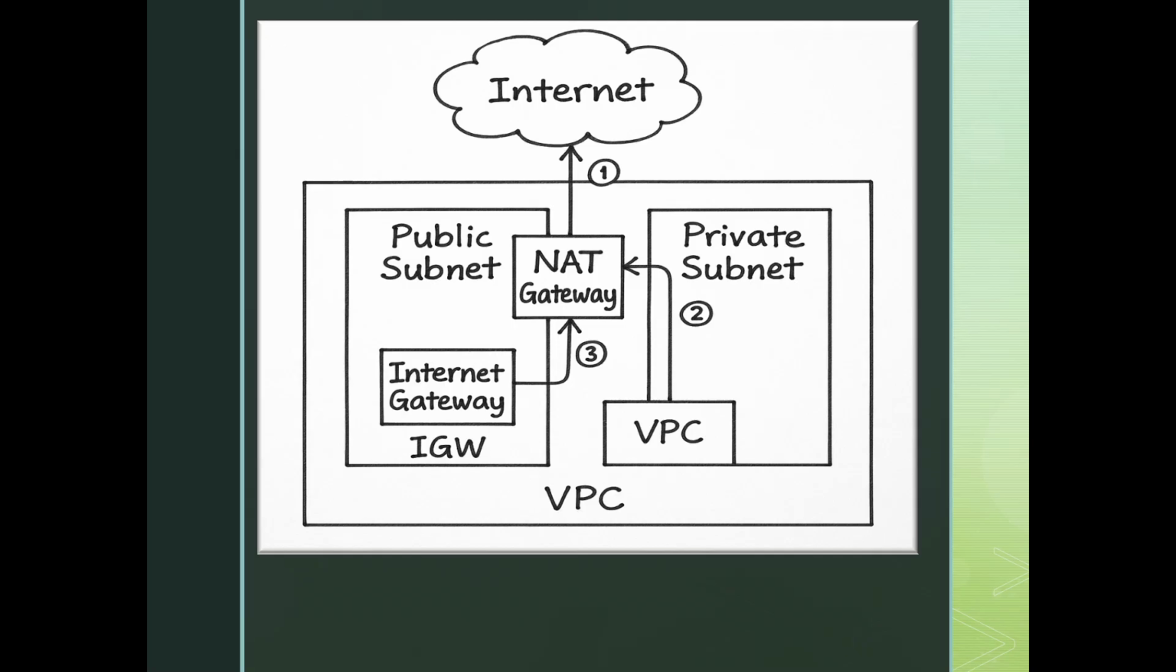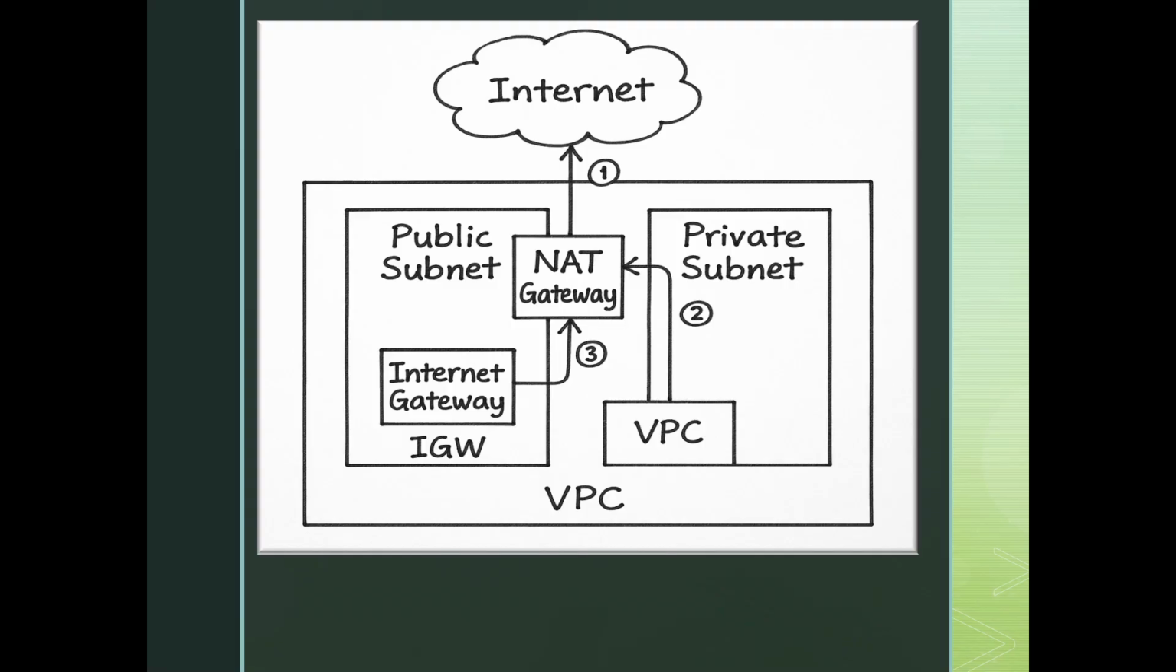So we place a NAT gateway inside the public subnet. Here we place a NAT gateway. So what can this do? This allows outbound traffic but blocks inbound traffic. Outbound means outgoing traffic and inbound means incoming traffic.